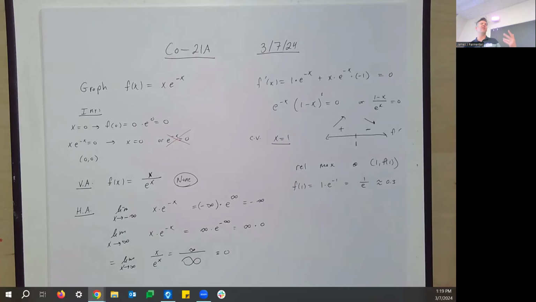That's worth knowing because 1 over e comes up often enough that it's good to have an idea of what it is. We know that e is about 2.7, so 1 over e is not too far from 1/3, but it's closer to 0.3. It's like 0.31 something, I think.